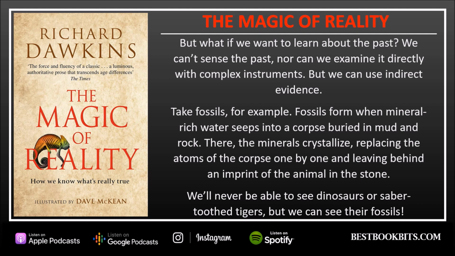But what if we want to learn about the past? We can't sense the past, nor can we examine it directly with complex instruments, but we can use indirect evidence. Take fossils, for example. Fossils form when mineral-rich water seeps into a corpse buried in the mud and rock. There, the minerals crystallize, replacing the atoms of the corpse one by one and leaving behind an imprint of the animal in the stone. We'll never be able to see dinosaurs or saber-toothed tigers, but we can see their fossils.